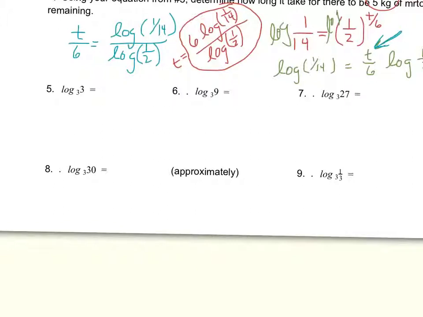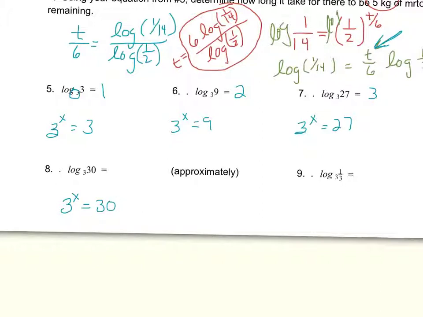So go back to the definition of what a log says. This one has a base of 3 on it, and so we'd write 3 to what power gives me 3. Answer, clearly 1. 3 to the first is 3. The next is saying 3 to what power gives me 9. Clearly that's a 2. Third one says 3 to what power gives me 27. Clearly a 3.